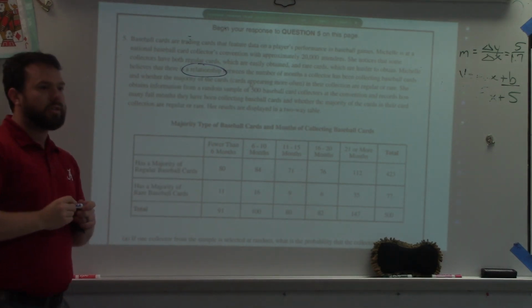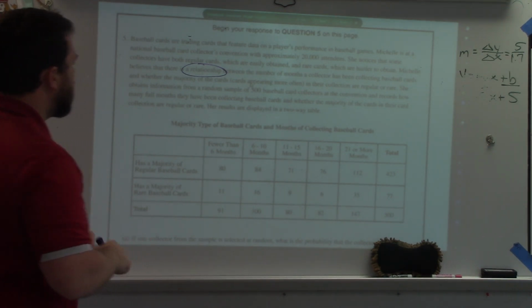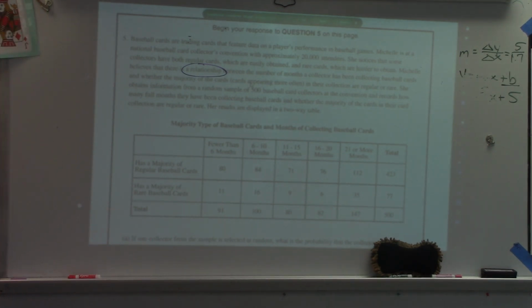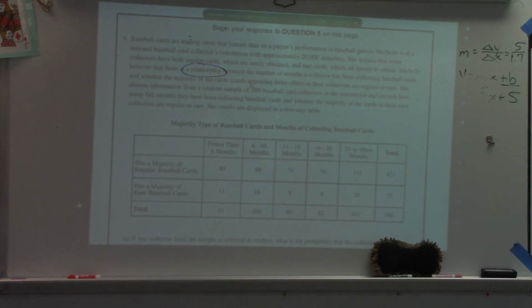That word relationship should make us think about association or independence. Notice the bigger thing again, though: if we have two or more samples, two or more populations, I'm looking to see if it's the same across those populations. Whereas here, I've got one sample and two different variables I'm looking at, the type of baseball cards and the number of months spent collecting. Alright, so we look at part A.